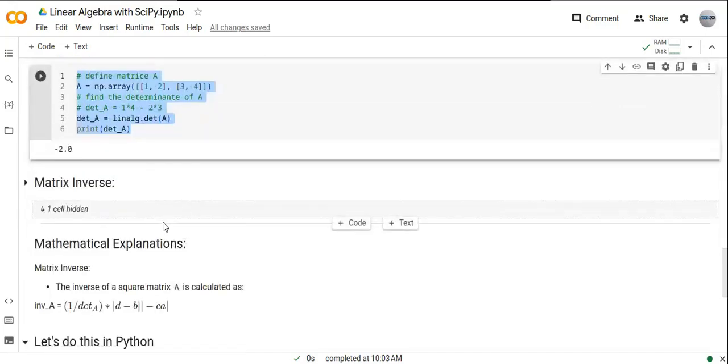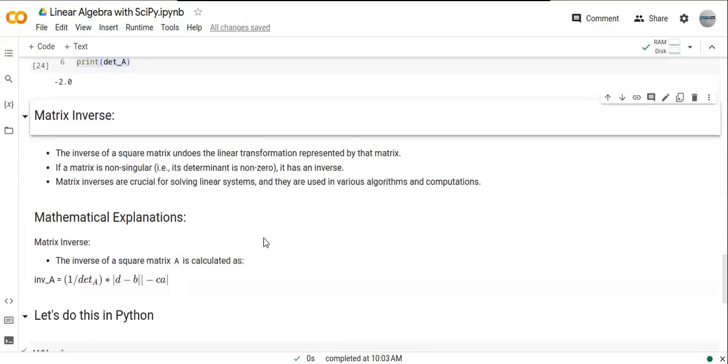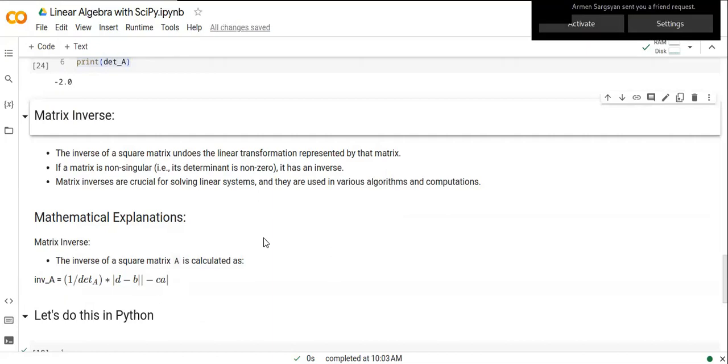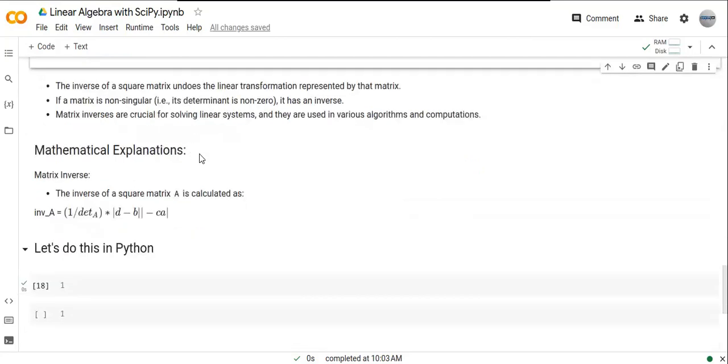Okay, another most important matrix operation is the matrix inverse. The inverse of a square matrix is the matrix that undoes the linear transformation represented by that matrix. So if a matrix is non-singular, which means its determinant is non-zero, it has an inverse. Matrix inverses are crucial for solving linear systems, and they are used in various algorithms and computations. So this is very essential, and you can perform this in Python.